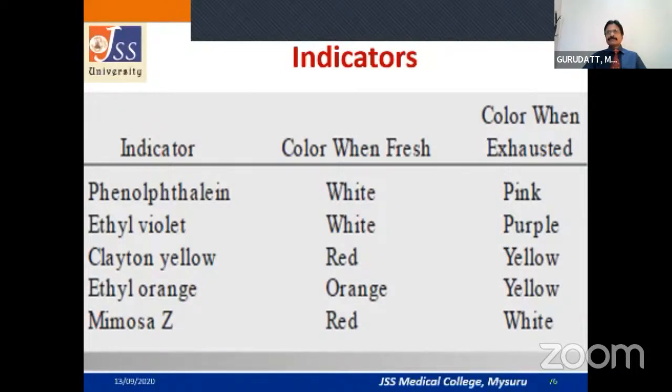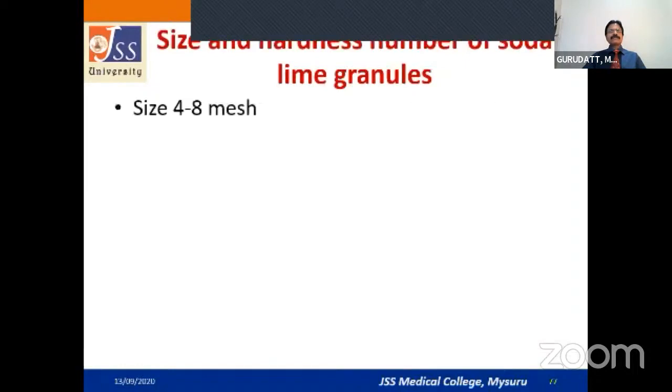Then again, sometimes you are asked about the size and hardness number of soda lime granules. The size is usually described as 4 to 8 mesh, and the hardness number is 75, because it should be hard enough that it does not become powder. Otherwise it will increase the resistance to the flow of gases through the canister, and the powder can also be pushed into the patient's lungs.